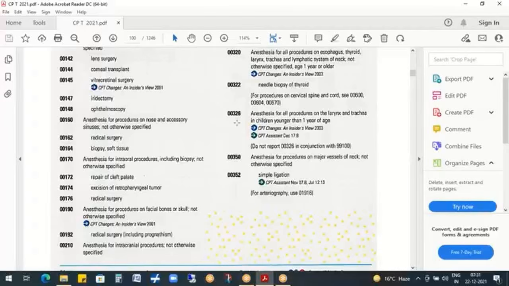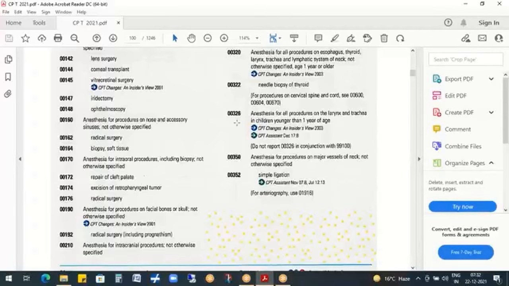Do not report 00326 in conjunction with 99100. This is a rule. So we need to follow the parenthetical notes within the code or below the code. There will be a hint given for you. We need to follow that rule.